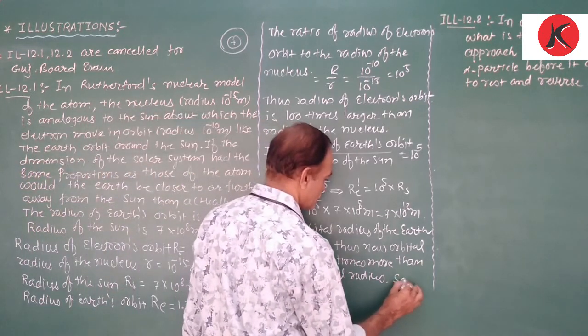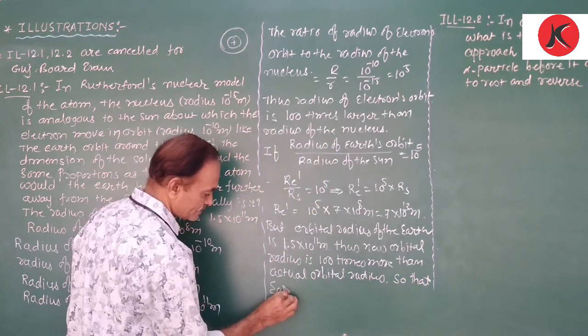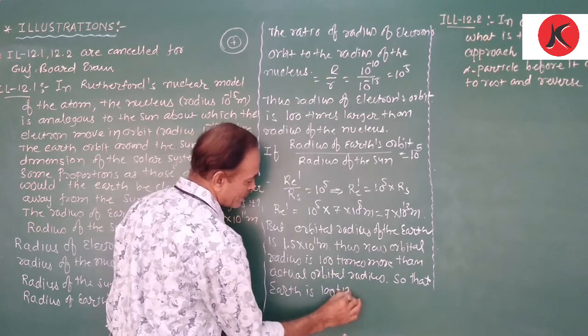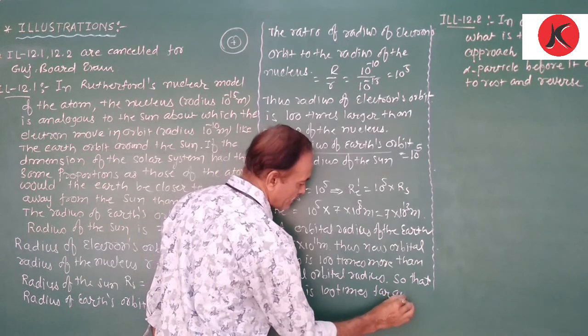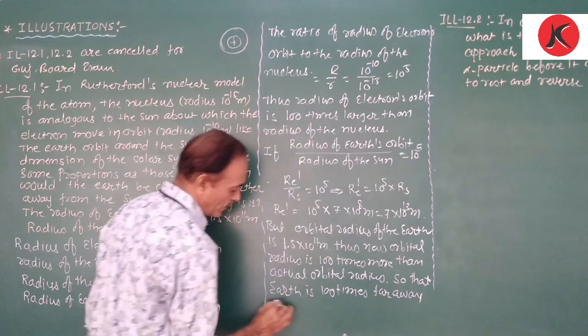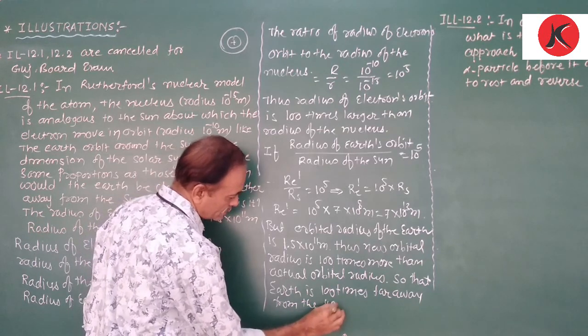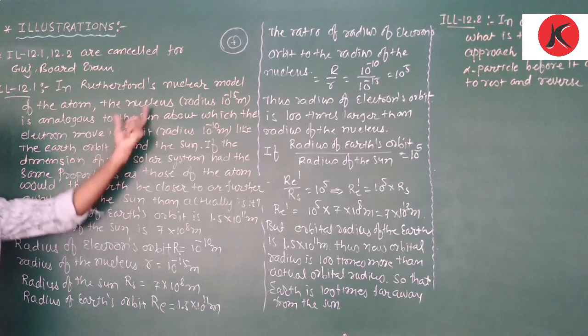So that the Earth is 100 times far away from the Sun. Right? Okay, this numerical first.